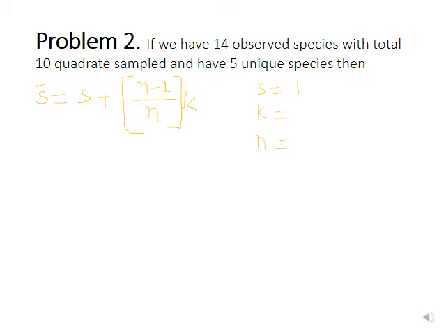14 observed species, 5 unique species, and the total number of quadrats sampled is 10. Just put this data in the formula. 14 plus 10 minus 1 divided by 10, times unique species 5. Do the calculation. It's very simple. You will get the richness. Even on this data, you can use the other two indexes, Margalef and Menhinick.